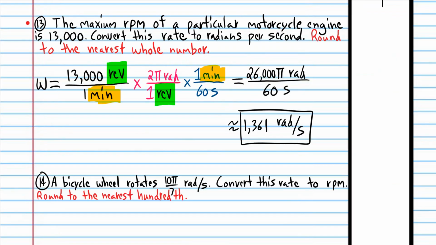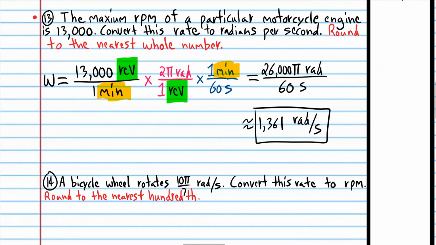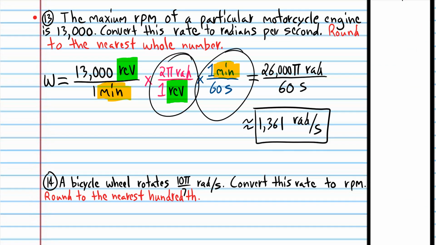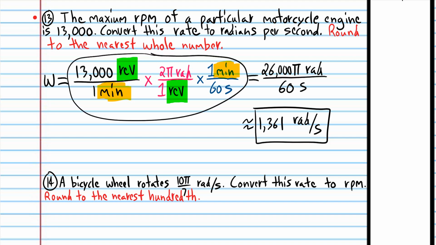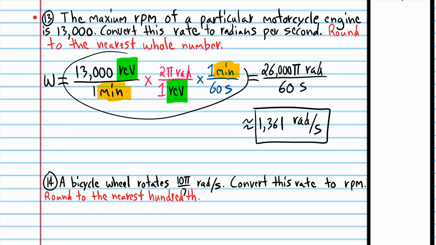Now, we call this the factor label method because we have all these factors, conversion factors we call them, and we're labeling all the numbers. We labeled with minutes and seconds and radians and revolutions. So it's called the factor label method, and it helps us because these conversions can be very confusing, but this method helps us to make sure that we're doing it correctly.